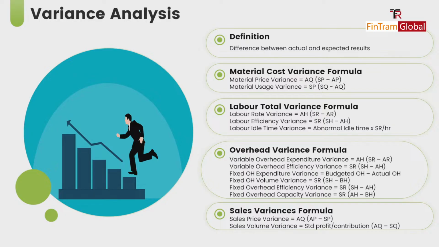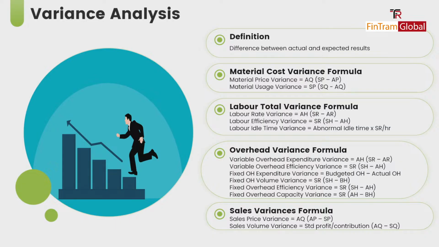For example, if I'm looking at the labor rate variance, I need to understand the difference between the price first of all. So inside the bracket, I'm writing standard rate minus actual rate, and I'm multiplying with AH, which is the actual hours. Then I have the efficiency variance, which is (SH minus AH) times SR, the standard rate. And there's also the labor idle time variance, which is abnormal idle time multiplied by the standard rate per hour.